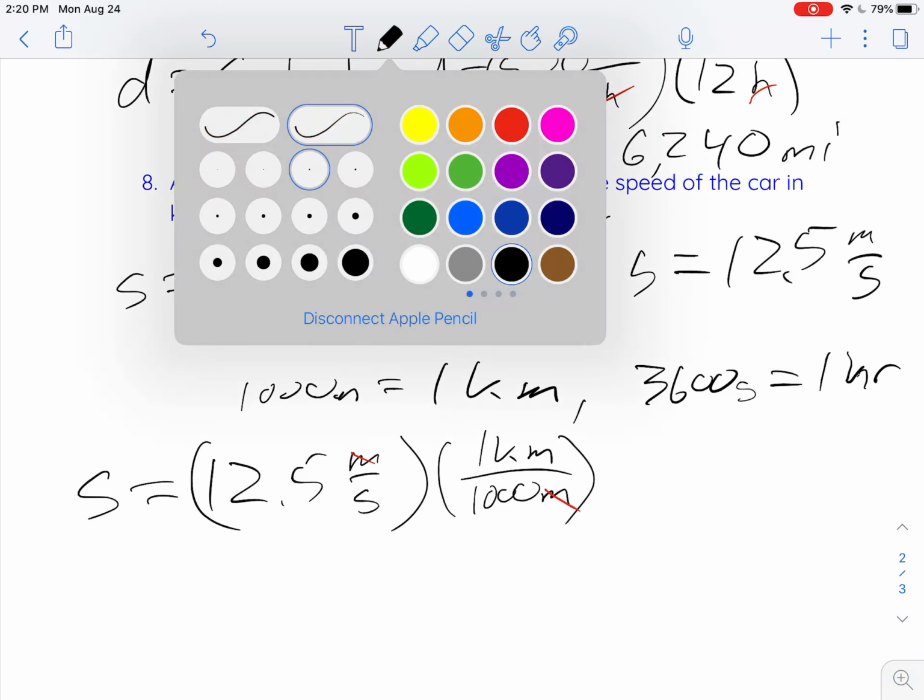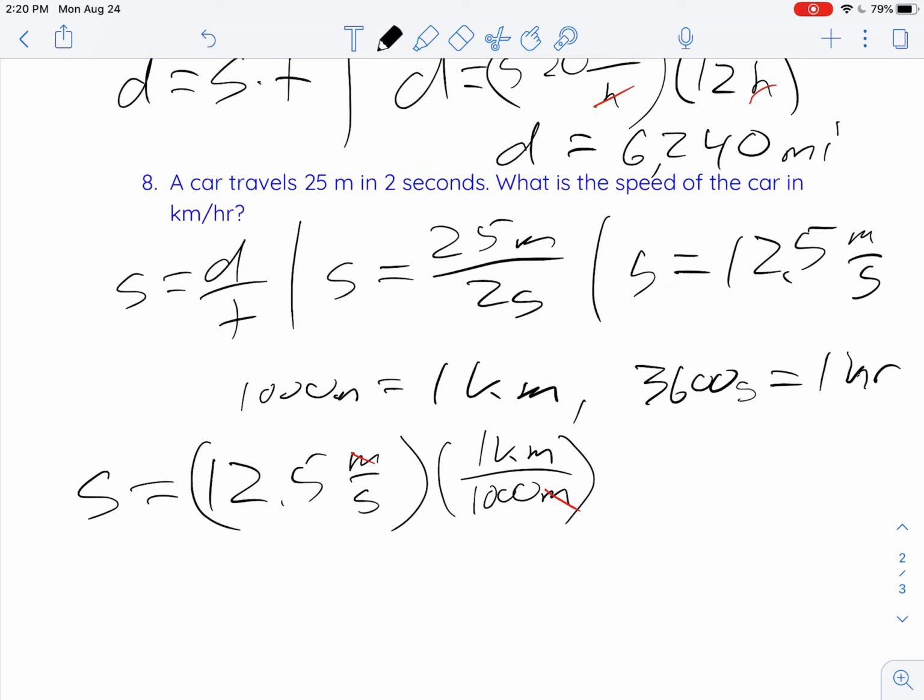The next thing I'm going to do is take care of that time. I'm going to convert that time from seconds to hours. So I'm again going to multiply by a fraction. Now, over here, seconds is in the denominator, so to eliminate that or factor it out, I'm going to put my seconds up in the numerator. And when I'm done, I want kilometers per hour. Per means to divide by, so I'm going to put hours down in the denominator. For 1 hour, I need 3,600 seconds. So I'm just going to match.